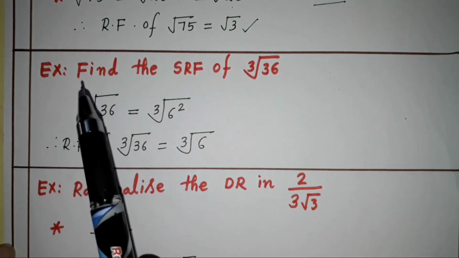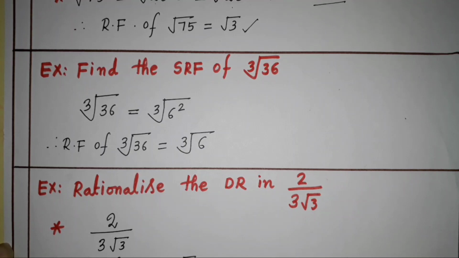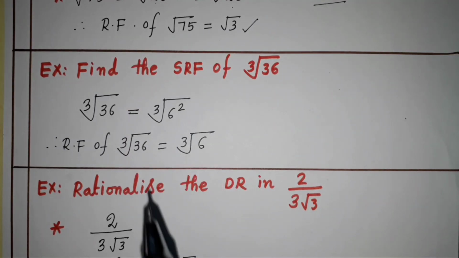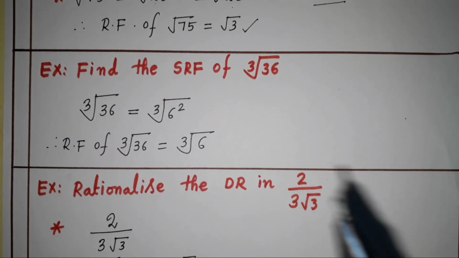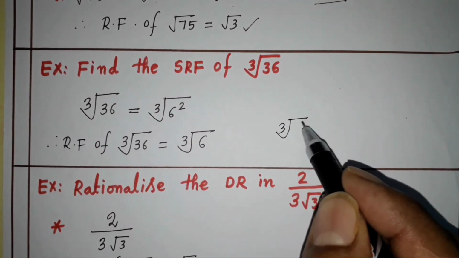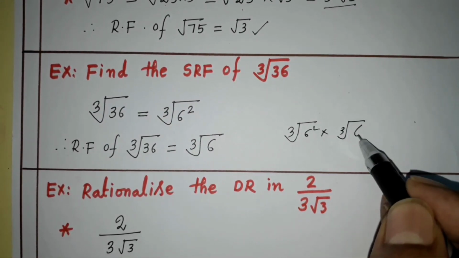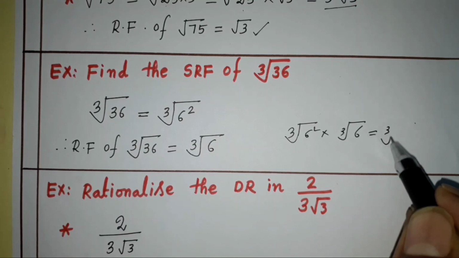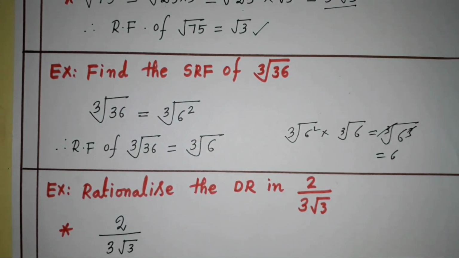One more example. Find the simplest rationalizing factor of cube root 36. Let us see this. Cube root 36 is equal to cube root 6 square. For cube root 6 square, the rationalizing factor is cube root 6, because if you multiply cube root 6 square into cube root 6, you will get cube root 6 cube, that equals 6, which is a rational number.